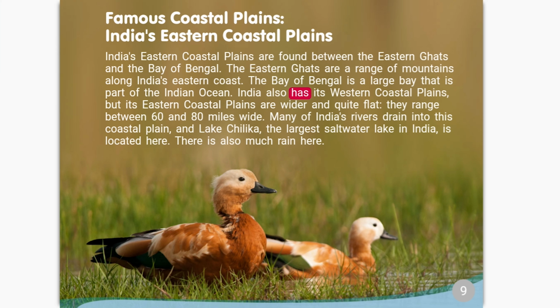India also has its western coastal plains, but its eastern coastal plains are wider and quite flat. They range between 60 and 80 miles wide. Many of India's rivers drain into this coastal plain, and Lake Chilika, the largest saltwater lake in India, is located here. There is also much rain here.